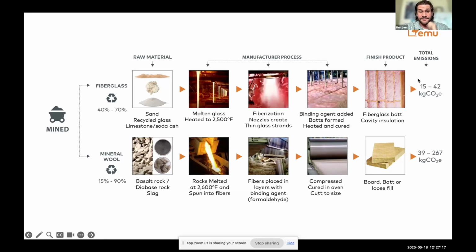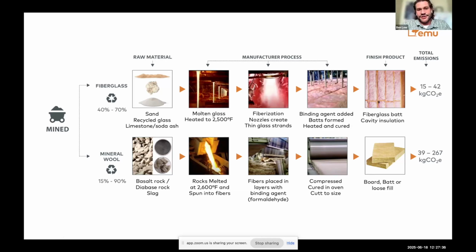Ben, let me jump in here for a quick question. Charlie was asking if you could explain the range in total emissions, 46 to 557 kg CO2e.